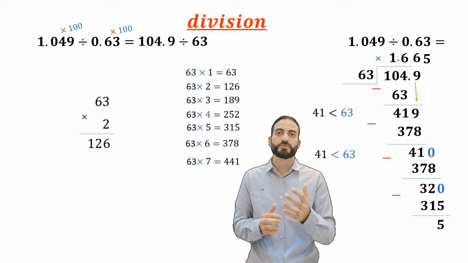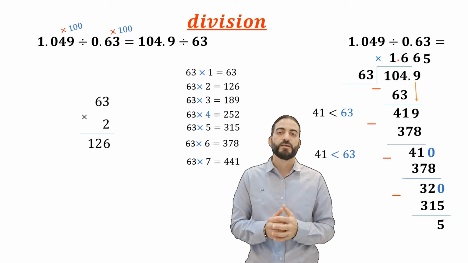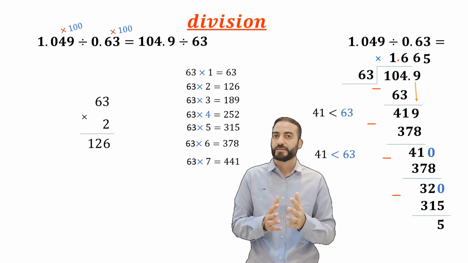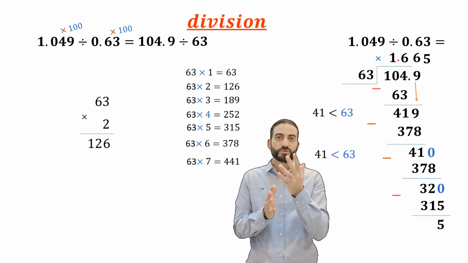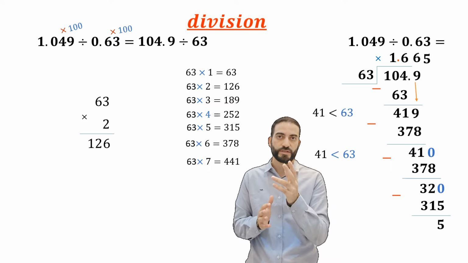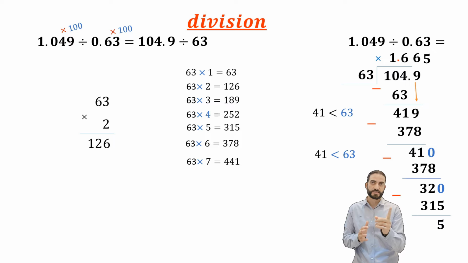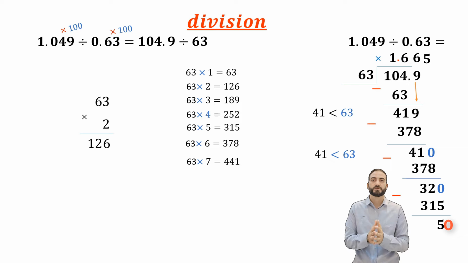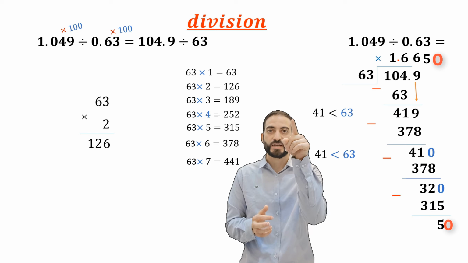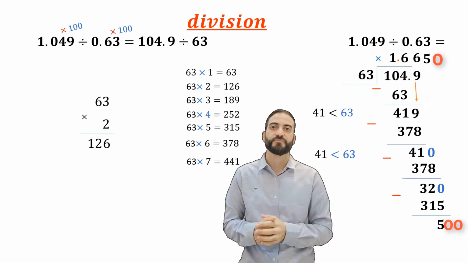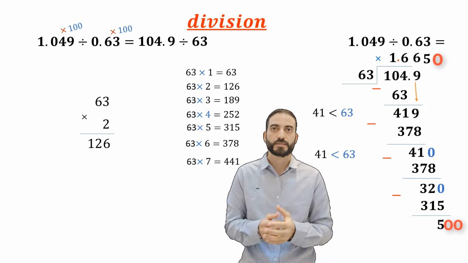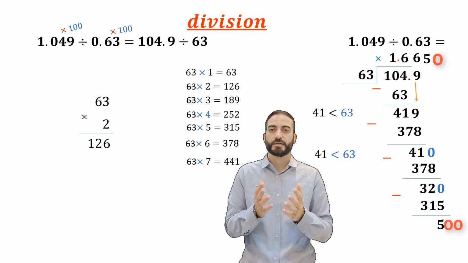We can also continue in the same way or stop as long as we get 3 numbers after the point. But there is a simple note, which is that if we complete the process and put a 0 next to the 5, it becomes 50. And 50 is also less than 63. For this reason, we must put 0 in the quotient and put another 0 next to the 50. So it becomes 500. And we complete the process in this way.